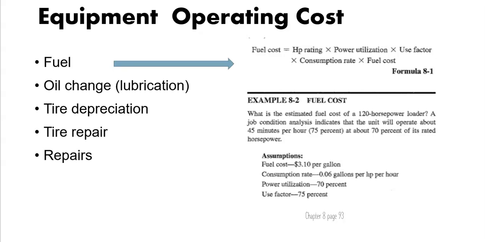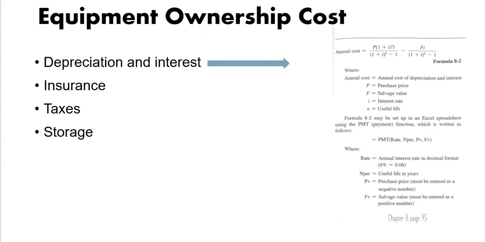All right, so what about the ownership cost? To determine the equipment ownership cost, of course, depreciation and interest is a big thing. Insurance, taxes, and storage, these three items, are usually something that will be given to you, and you just have to convert the value to, for example, per hour, the same scale, to determine the whole equipment ownership cost.